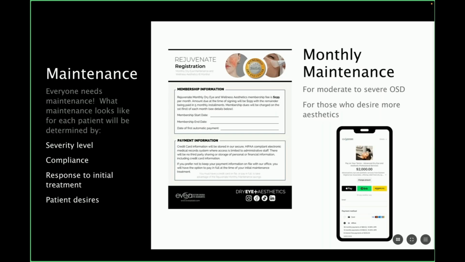Now, something important that I personally tell every patient I see is that everyone requires maintenance. We break treatment into basically two components. There's the initial, what we call rehabilitation phase of treatment. That's where we do these first 4 sessions. And everyone's going to respond a little bit differently.